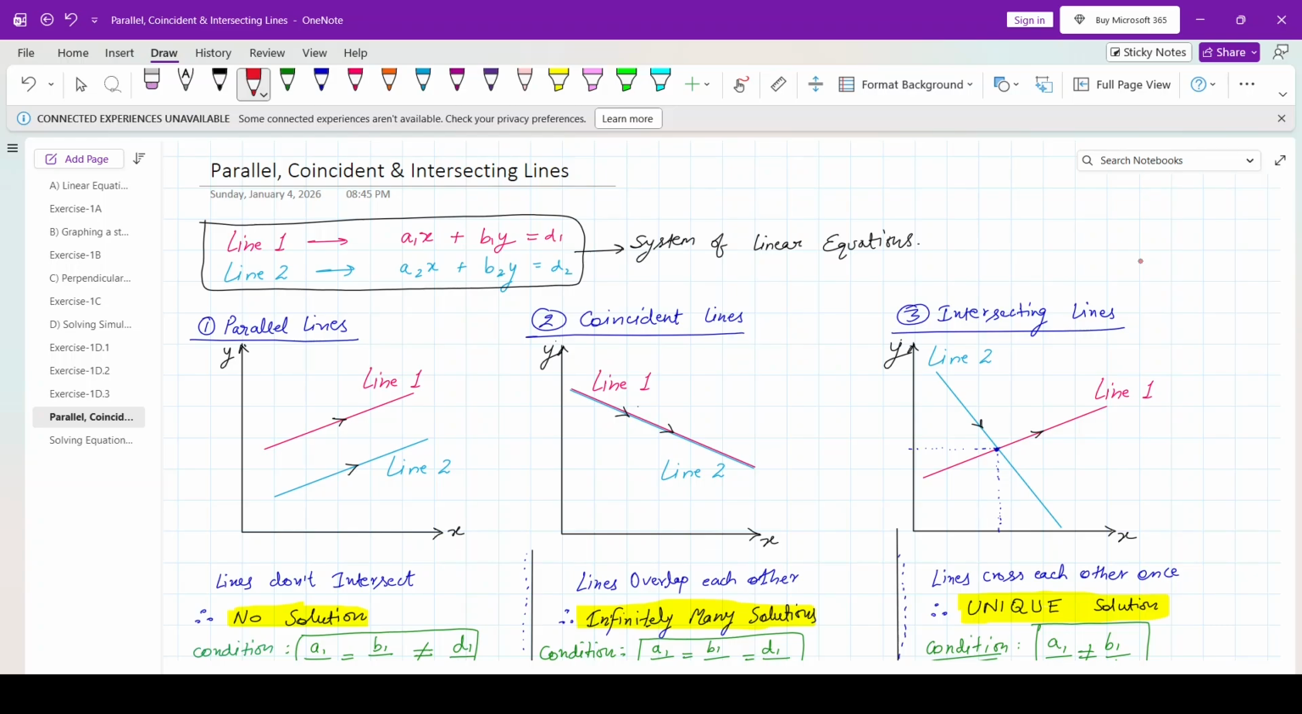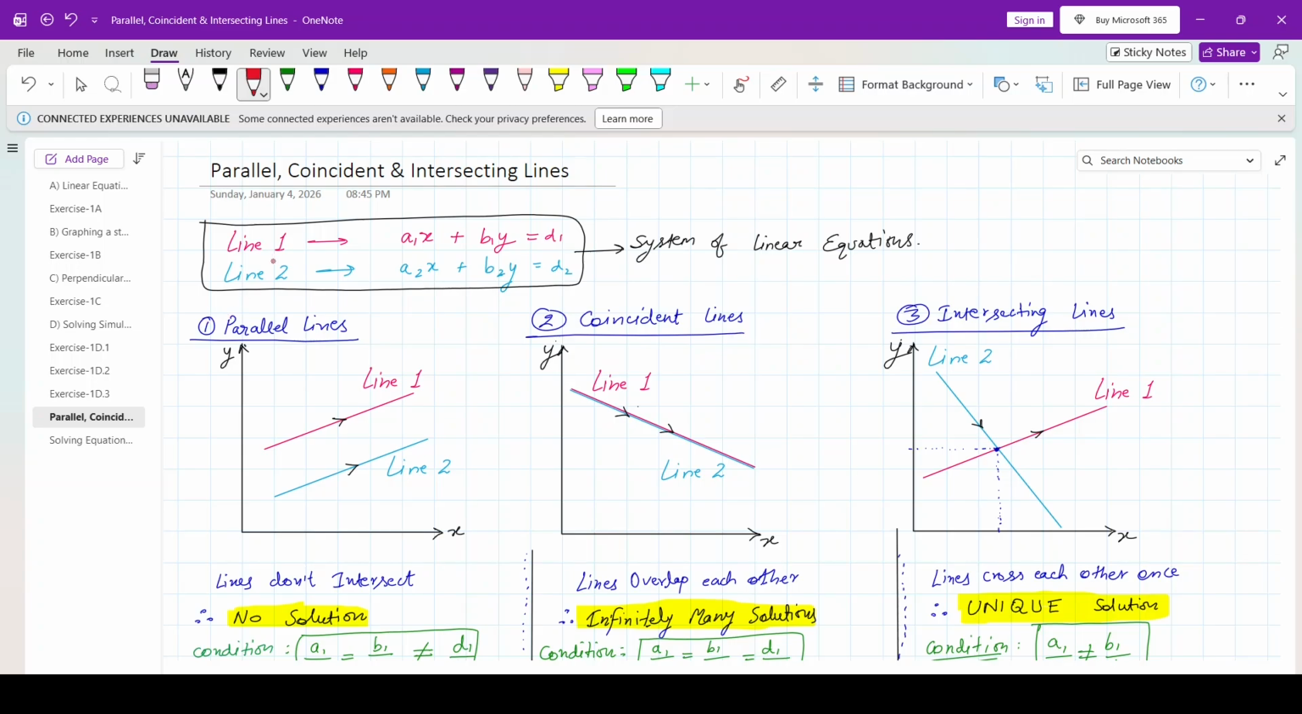Today we will be learning some very important concepts of linear equations. When we have two lines, these two lines can either be parallel lines, or they can overlap each other, or they can intersect each other. So there are three possibilities. One is parallel lines, second is coincident lines, and third is intersecting lines.